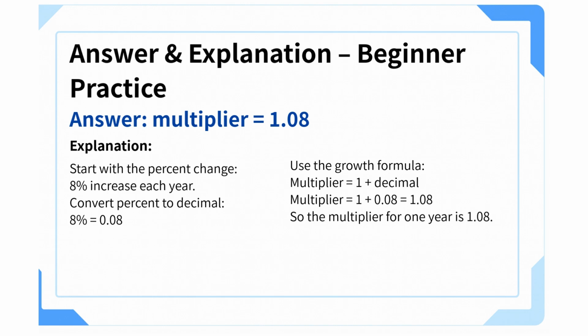Next, we use the standard growth formula, multiplier equals 1 plus the decimal amount. So we compute 1 plus 0.08, which gives us 1.08. This multiplier tells us how the value changes each year. A multiplier of 1.08 means the quantity becomes 1.08 times the previous year's amount. In other words, it grows a little more than the original value every year. So the correct answer is, multiplier equals 1.08.